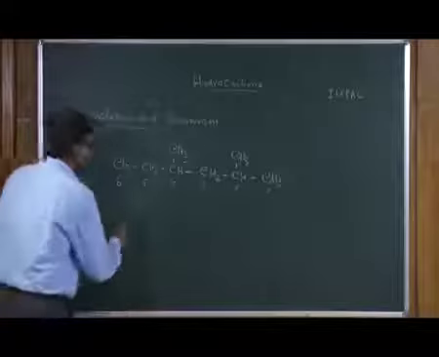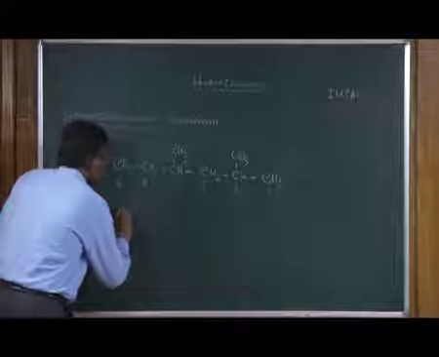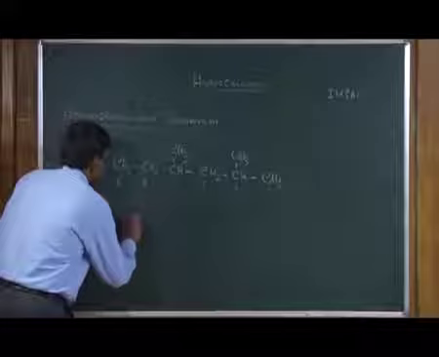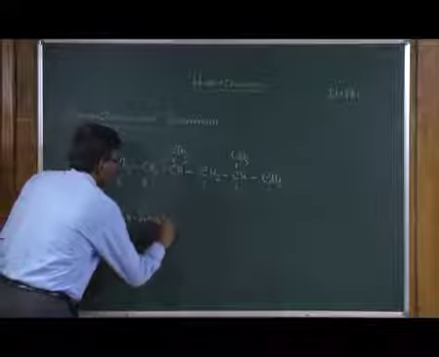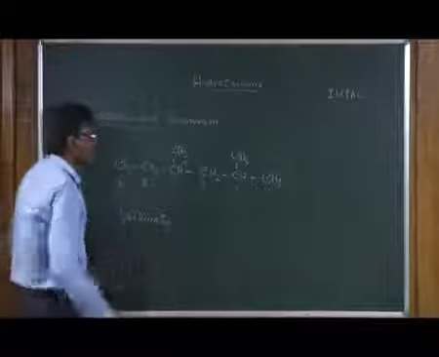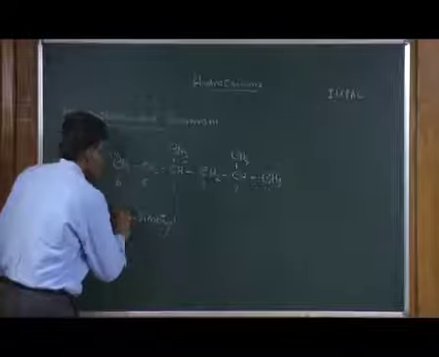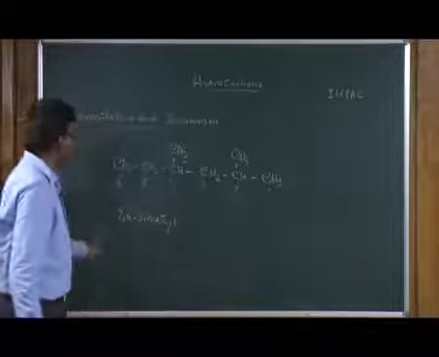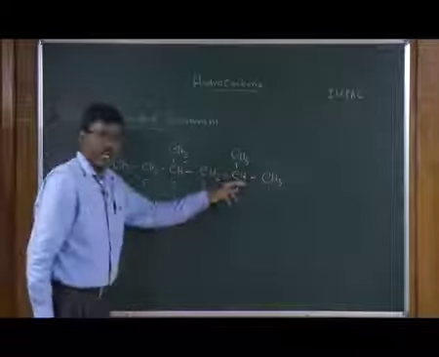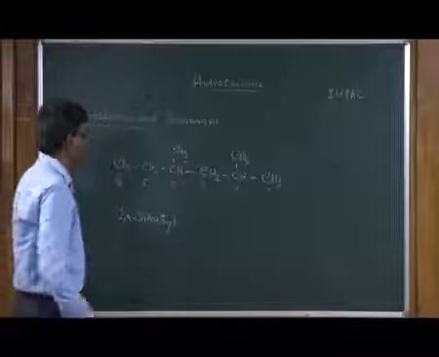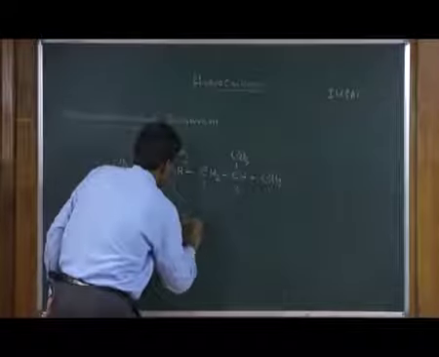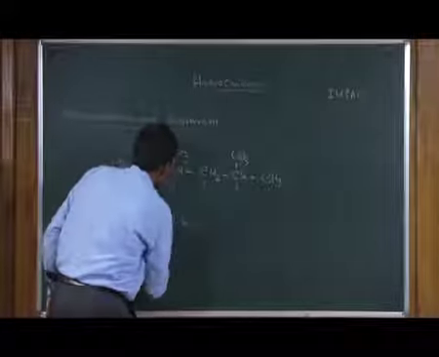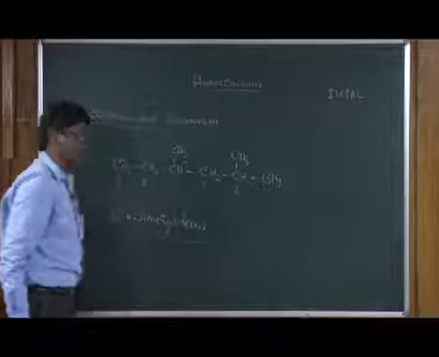So now you have to write 2,4-dimethyl, the methyl groups present at the second carbon atom and the 4th carbon atom, 2,4-dimethyl hexane. This is the IUPAC name of this compound.